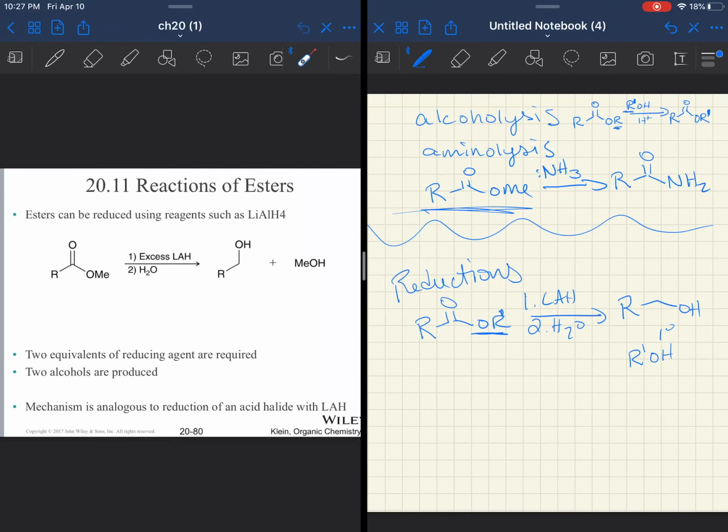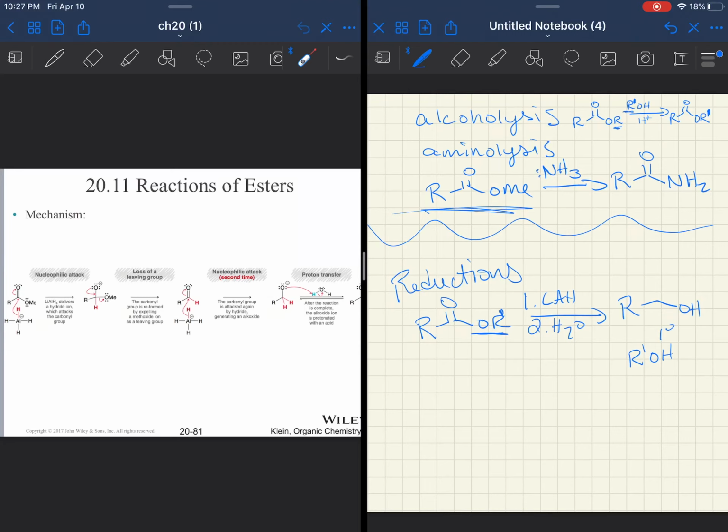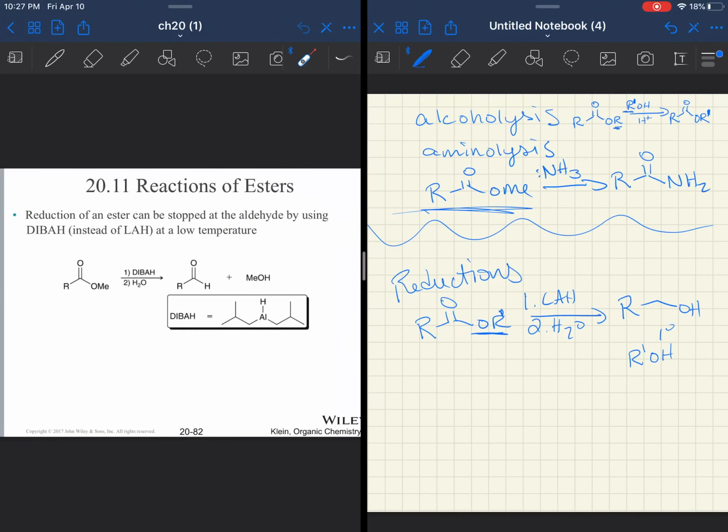You do, in this case, get 2 alcohols because this is also released. And then once you work it up, it will be protonated. And so you wind up with 2 alcohol products here. It's an interesting mechanism. You're not going to be required to know it. You can do a partial reduction, right? So that's your full reduction.